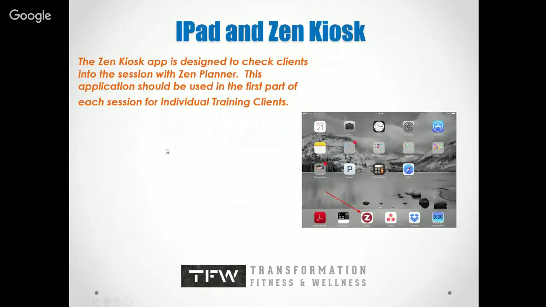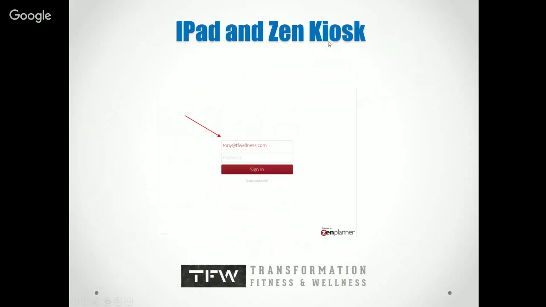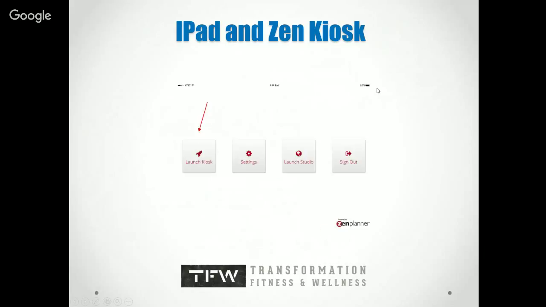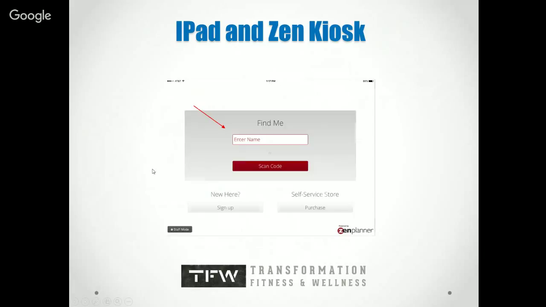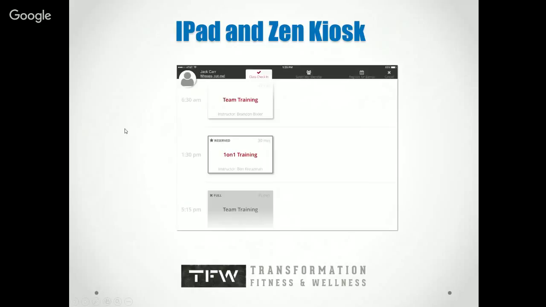So the Zen kiosk is a little different. This app is designed to check clients into the session with Zen Planner. This application should be used in the first part of each session with individual training clients. If something's wrong with the other one, this works a lot better that way. You'd have to log in to the iPad and Zen kiosk. You have your own login: your email address and then your specific password to get into Zen Planner. Here's what it's going to look like. You launch the kiosk, and then you can enter the name to find the individual that needs to sign into the class. So you would probably go more on a one-on-one basis. For team training, the Faceboard is a lot easier.